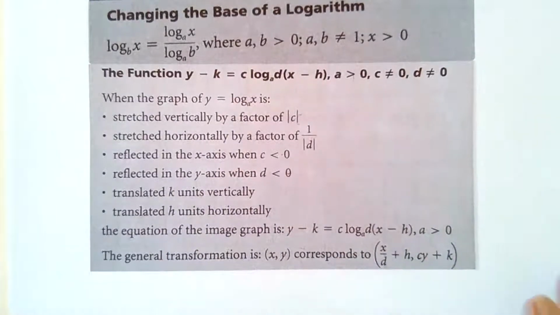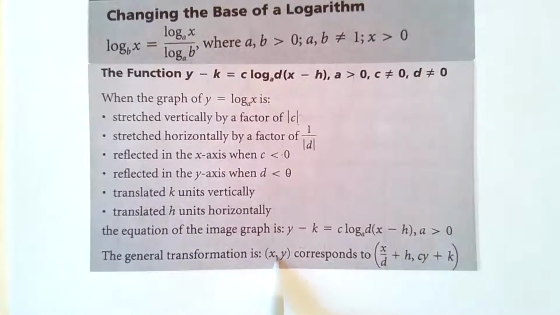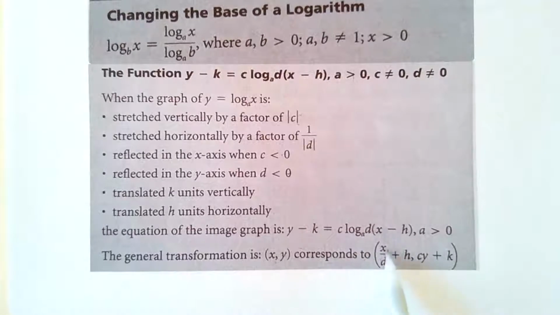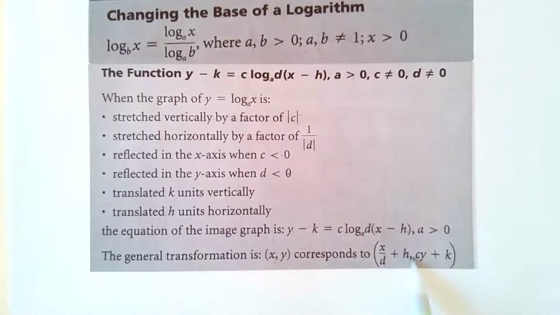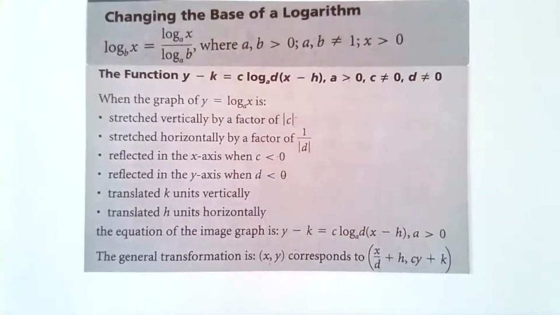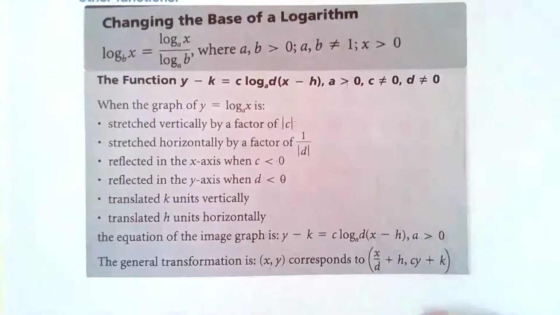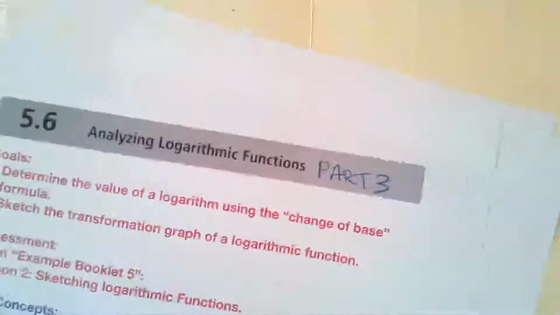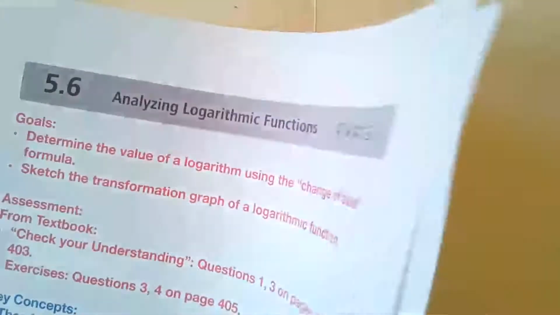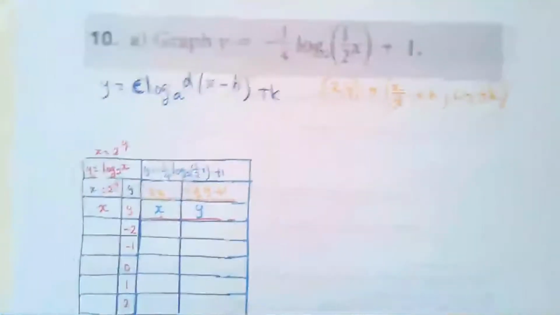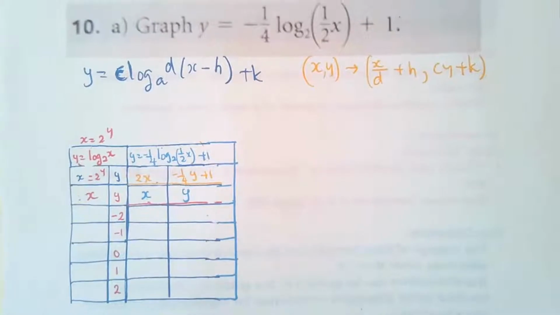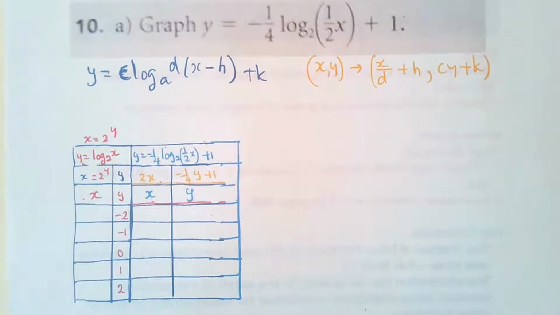And we said a general transformation is x, y. You have a log function, and the point x, y corresponds to the transformation x over d plus h for the x value, and the y value would be cy plus k. So we look at a couple of examples, and this will wrap up lesson 5.6. This is from your assignment in your textbook.